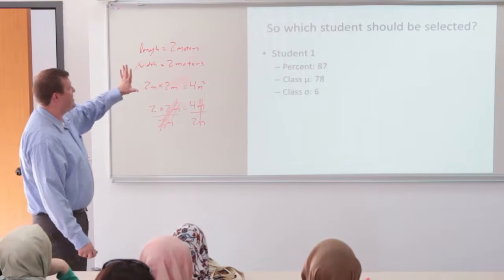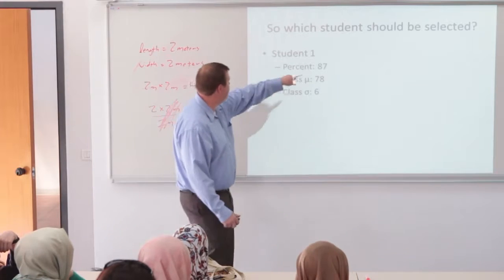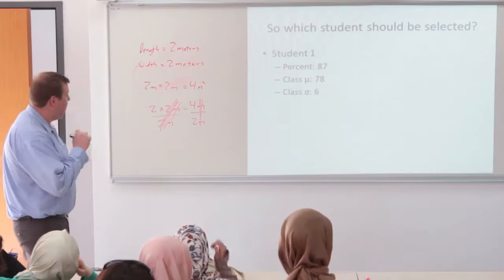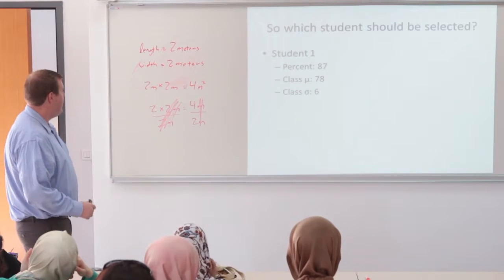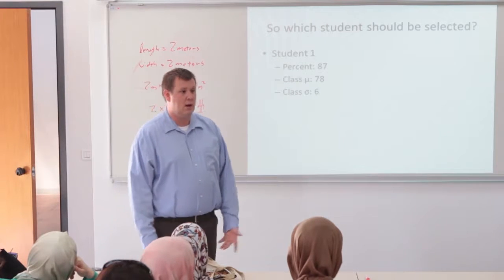Okay, so back to our question. We have our 2 students, right? Our first student, they had an 87%. Now, they came from a class that had a mean of 78%, and the class standard deviation was 6%. So, what's their z-score?